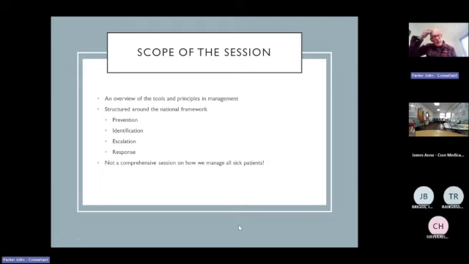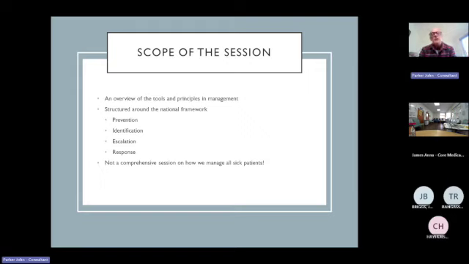So the sort of things I'm going to be talking about really are the principles around how we should be looking at deterioration. And this has a structured framework which NHS England put together about 5 or 6 years ago, and breaks it down essentially into what's called the PIER structure, which stands for Prevention, Identification, Escalation and Response.